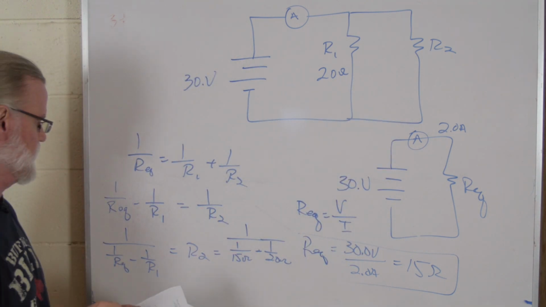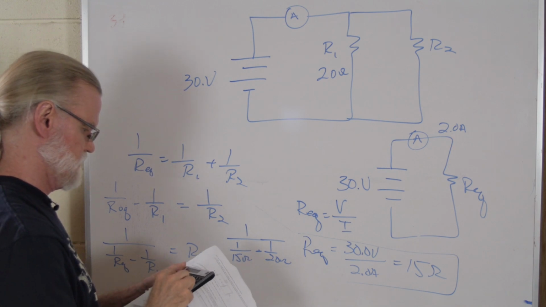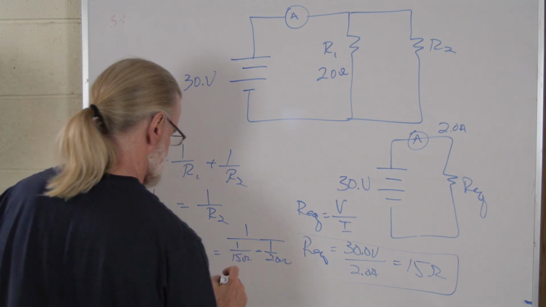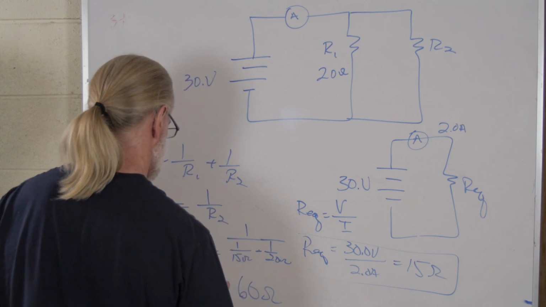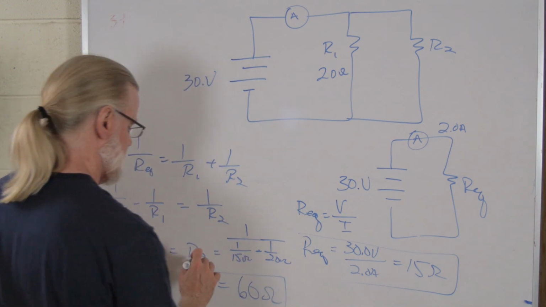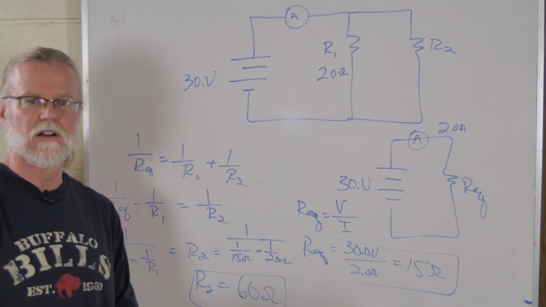So it's got to be, it must be more than 20 ohms. Let's see what it is. 60 ohms, yes. 60 ohms is R2. 60 ohms. I can feel good about that answer.